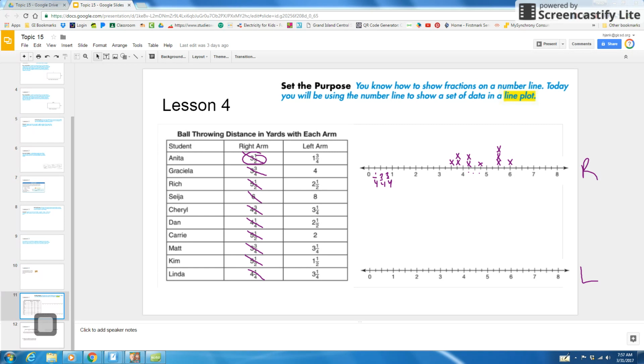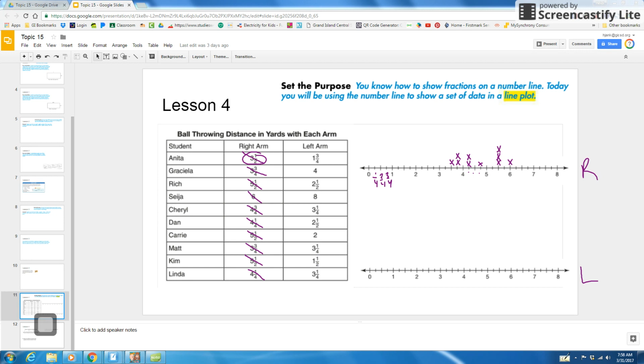And the point of plotting this information is now I could look at this chart and I could say 3 students threw the ball with their right arm 5.5 feet, okay, or 5.5 yards, sorry. Okay, I could say 1 student only threw it 6 yards.